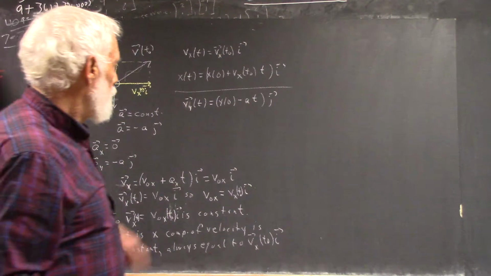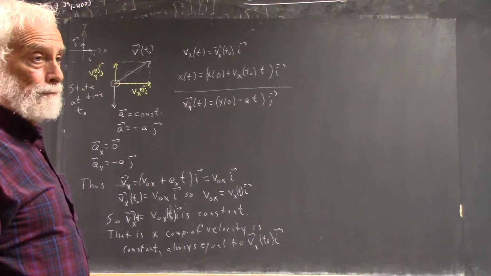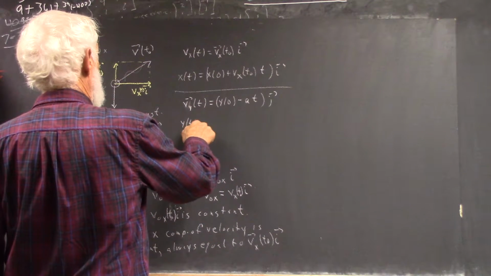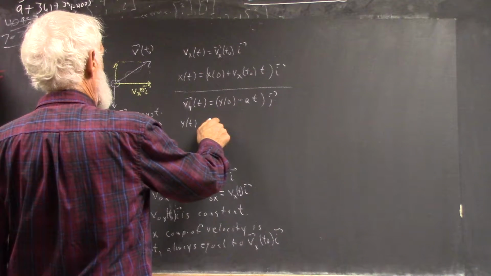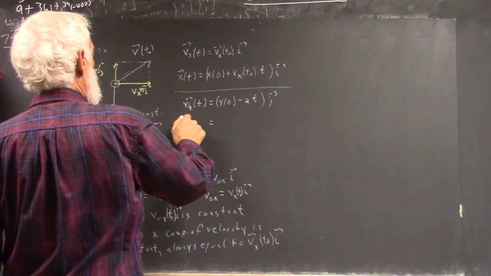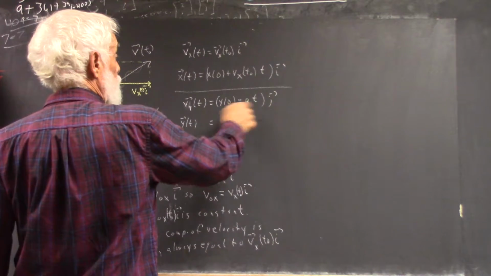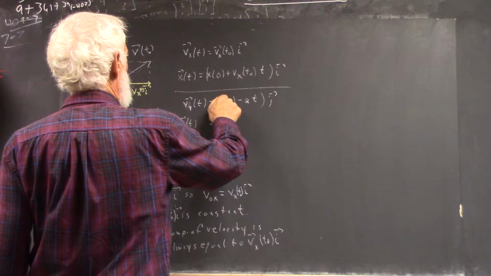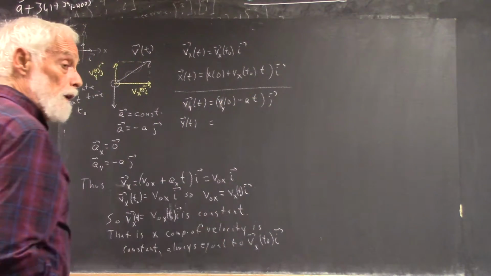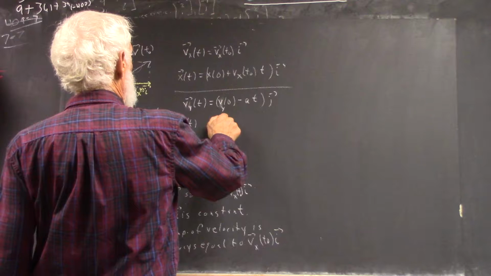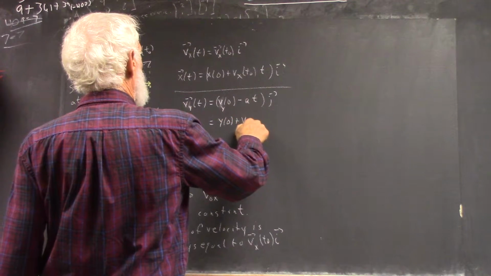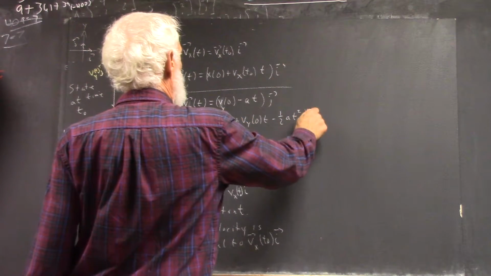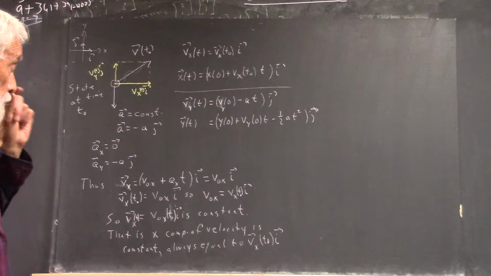In this case, would be y of 0 minus at times j. That's just your y velocity. And an integration tells us that y of t, and x and y are vectors, y of t is an antiderivative of this, which is y of 0. I started to do something else. It's Vy of 0, obviously. Okay? And y of t then is y of 0 plus Vy of 0 t minus 1/2 at squared times j. Okay?